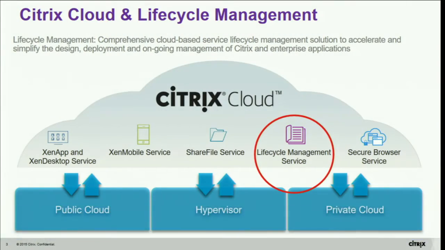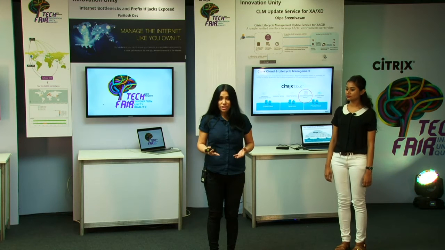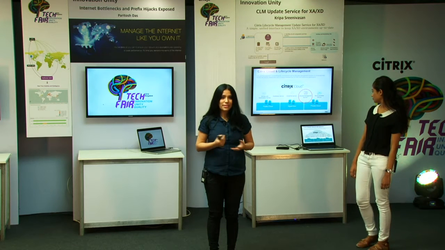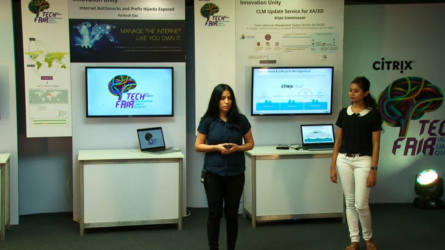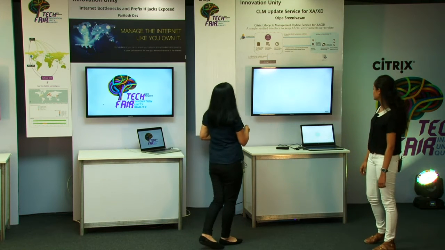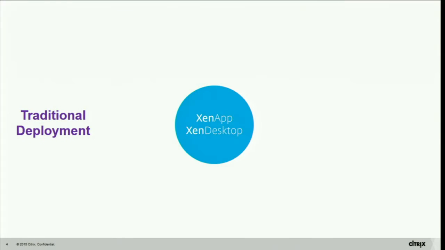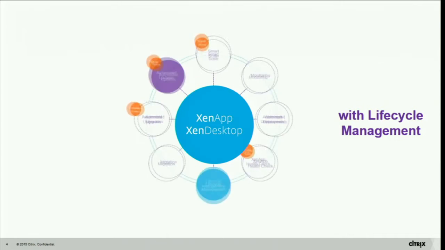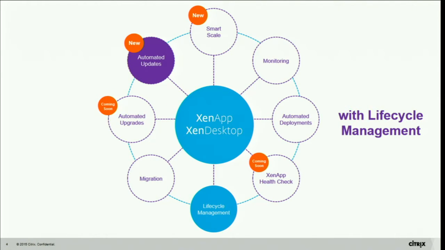So lifecycle management is a service that is available on the Citrix Cloud. And what is unique about this service is that it is available for our customers for leveraging their existing deployments on-premise as well as for their new environments on the cloud. Now let's look at a traditional XenApp deployment. Today in such deployments, the expectation is we leave it to our customers and partners to do their deployments and manage them effectively. And with lifecycle management, Citrix provides a suite of services that enable our customers to deploy better as well as effectively manage their Citrix environment.